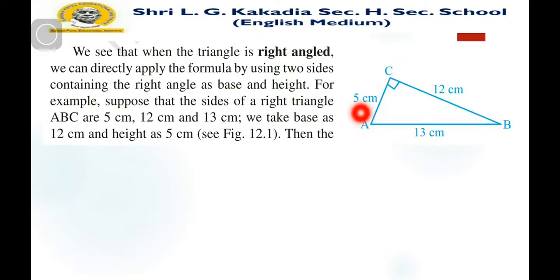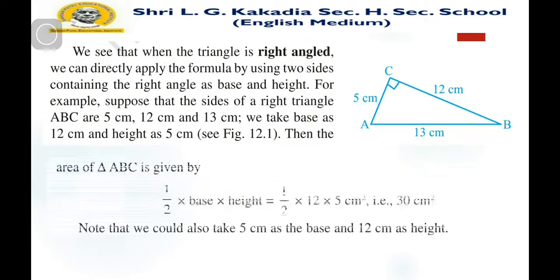Now if you want to find the area of this right angle triangle, the area of triangle ABC is given by half into base into height, which is equal to half into 12 centimeter into 5 centimeter, which is equal to 30 centimeter square. Note that we could also take 5 centimeter as the base and 12 centimeter as the height, as we have discussed. So in this way, if the height and base are given, then we can easily find the area of any triangle.